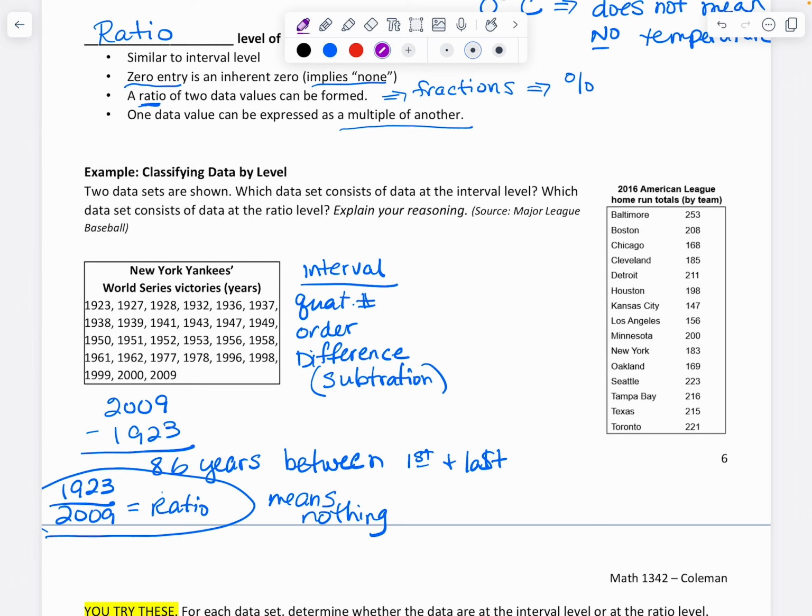Versus, if we take a look at the second chart, 2016 American League home runs by total, all right? Again, this one is now going to be ratio because, again, if we go through it, it is quantitative. And we're looking at the numbers here, not the team name. We're looking at the numbers. All right. They are not in order, but that's okay. It doesn't matter. They're in alphabetical order, but they're not in order by the total number of home runs.